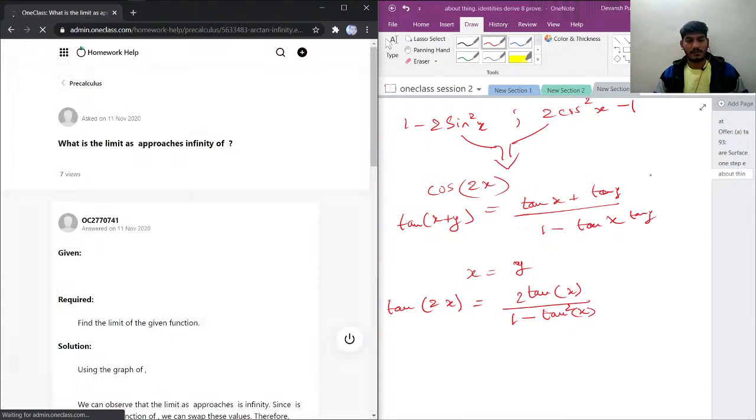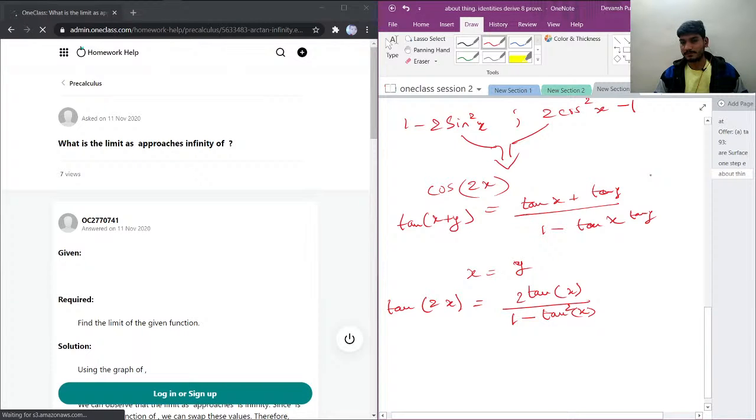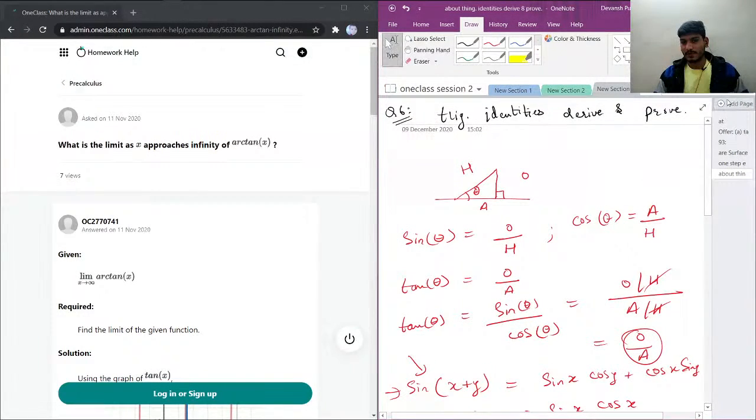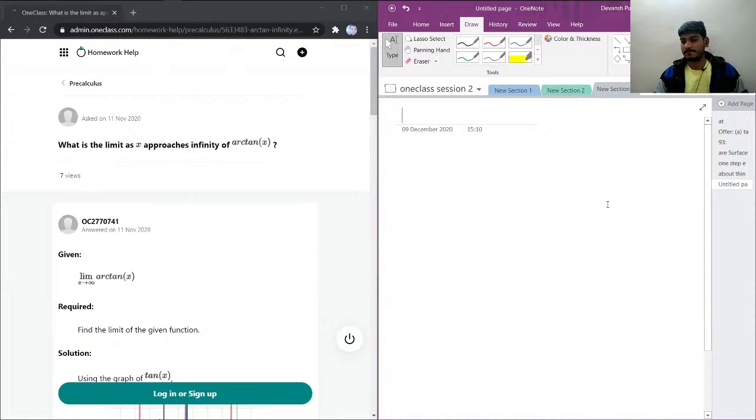This was question number 6. So we have question number 7. What is the limit as x approaches infinity of arctangent x?